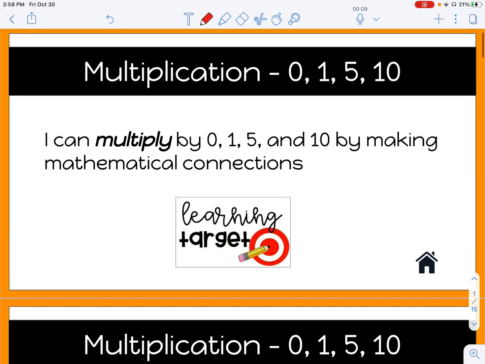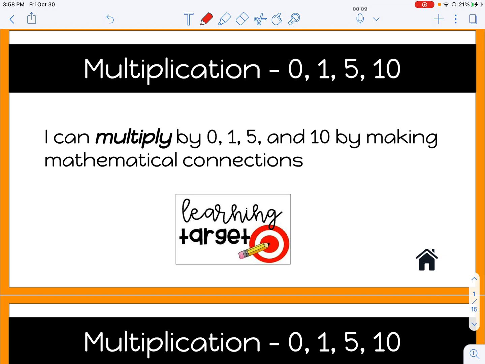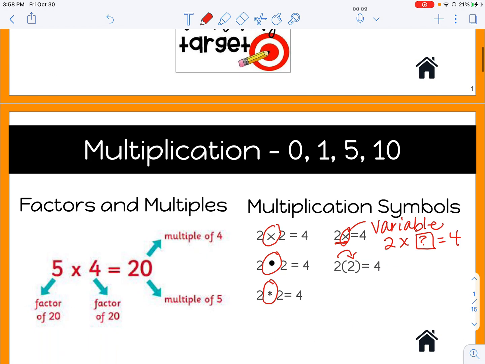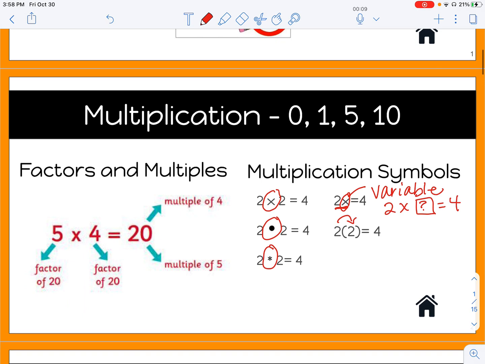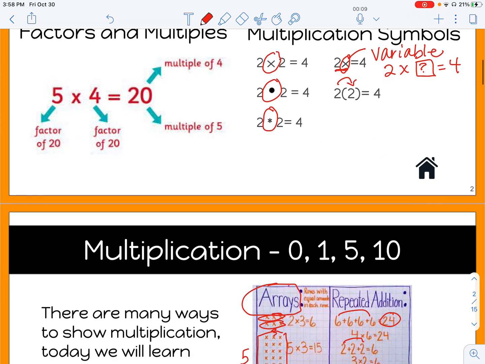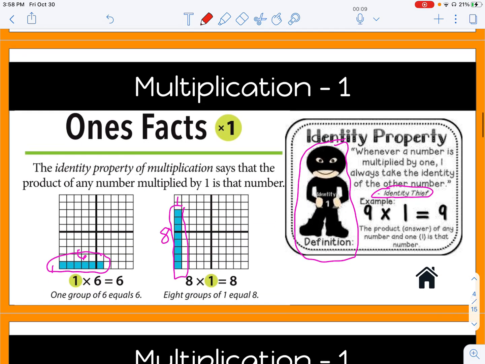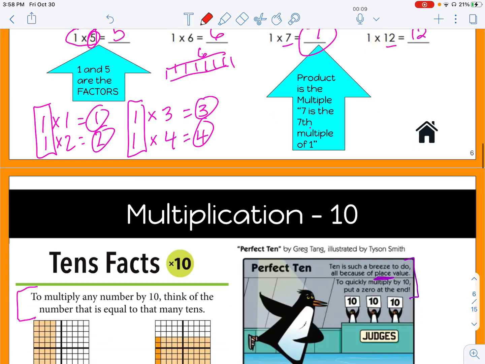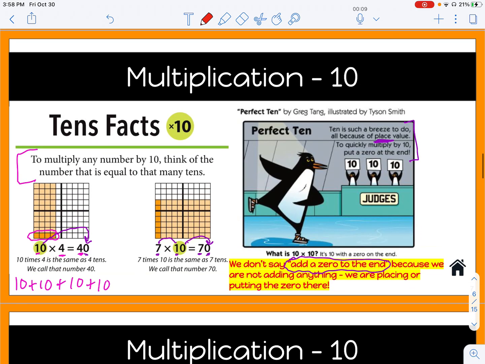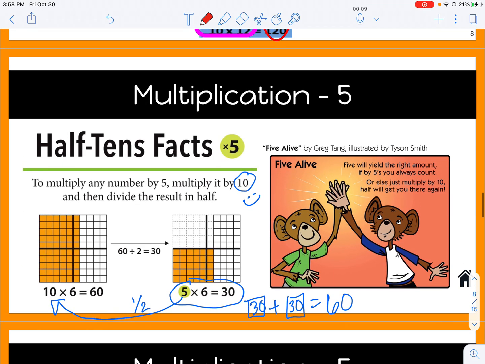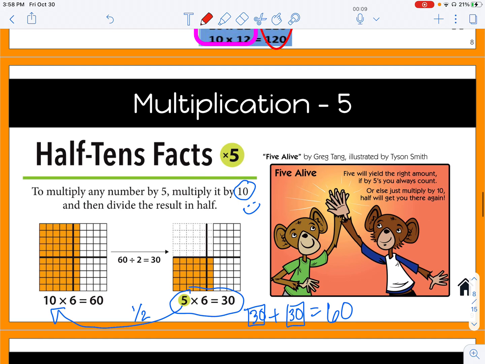these are just some different ways that you can learn how to do them a little faster, and all those strategies and symbols. So, review factors and multiples. Factor times a factor equals a product, and the product is also considered a multiple of some numbers. We use various symbols, and there's a lot of different strategies. For zeros, the zero property. Ones, the identity property. Tens, placing a zero at the end. Remember, not adding a zero. And fives is the half tens strategy. So I hope that helped you.